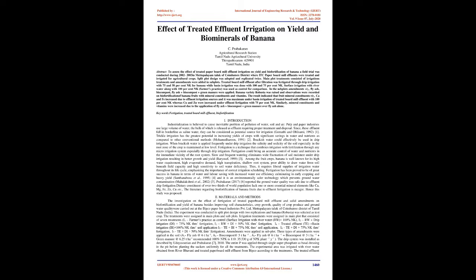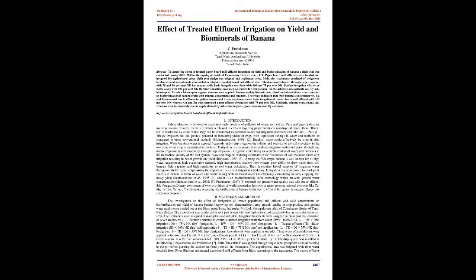Split plot design was adopted and replicated twice. Main plot treatments consisted of irrigations. Treatments and amendments were added in subplots. Treated board mill effluent after filtration was fertigated through drip irrigation with 75 and 50% NK for banana, while basin irrigation was done with 75% NK. Surface irrigation with river water along with 100% NK, farmers' practice, was used as control for comparison.